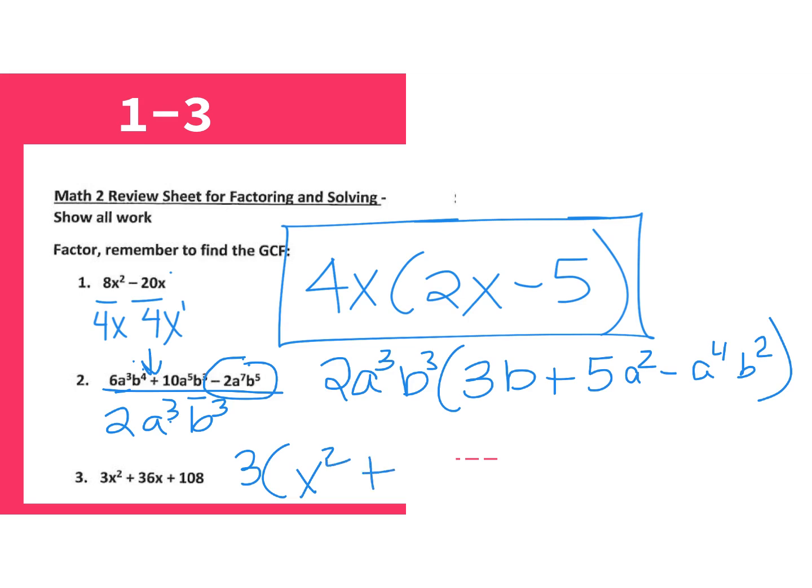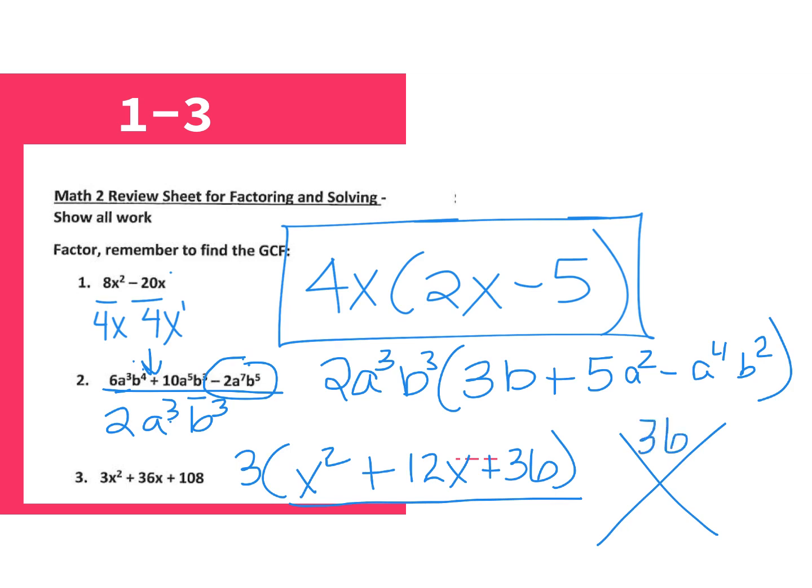I'm going to divide 36 by 3, which is going to give me a 12 x, same sign, plus 108 divided by 3, which is 36. Okay, so notice that my answer is a trinomial here because I have 3 terms, and I can continue to factor this even further by saying I'm trying to find 2 numbers that multiply to 36, that those 2 numbers add or subtract to give us 12.